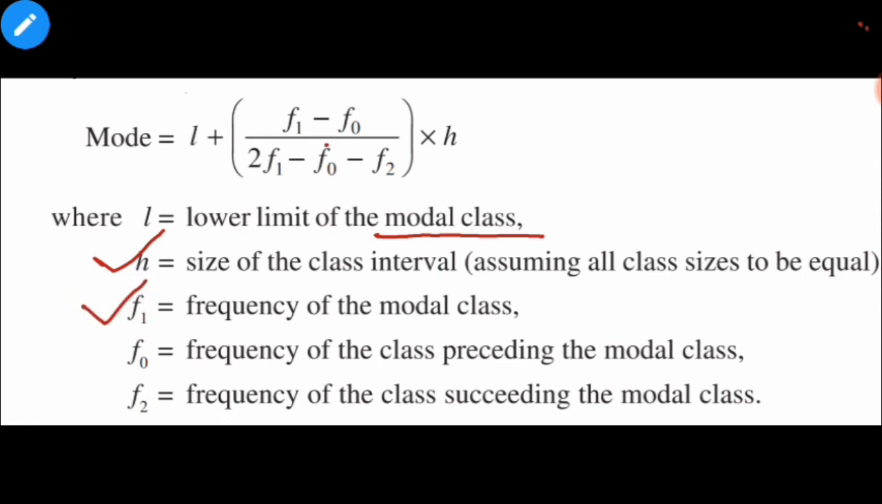F1 equals the frequency of the modal class. F0 equals the frequency of the class just preceding the modal class, and F2 equals the frequency of the class succeeding the modal class. These are the notations used in the formula. Mode equals L plus (F1 minus F0) by (2F1 minus F0 minus F2), into H.